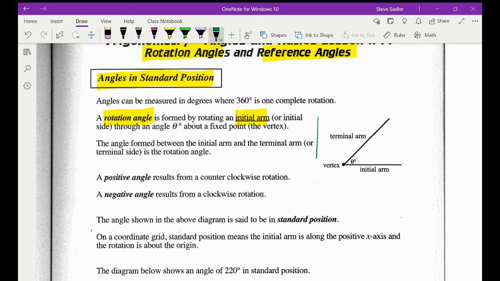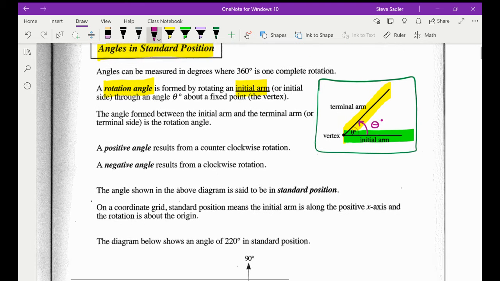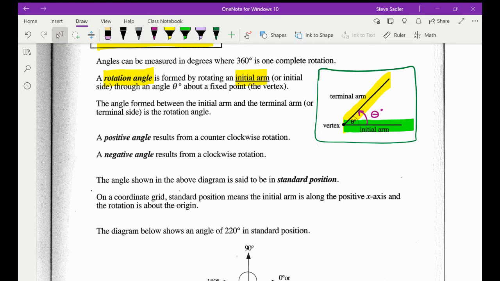So there's a great example over here. This is just like what you would think of an angle is. The initial arm is your starting point. The terminal arm is how far we've moved or rotated, and that makes the angle that section right there. Just what you think an angle would be, it just makes sense, right? A positive angle results from rotating around this way, and a negative angle results in a clockwise rotation, so rotating around this way.